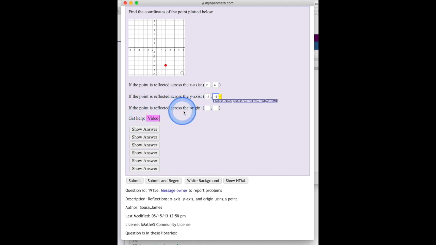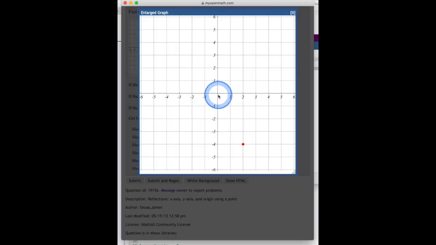If the point is reflected across the origin, this is where it could get a little tricky, because now you're going to just put a mirror here and reflect it across the origin. But I tell students, don't try to eyeball it. You know what? The reflection across the origin is actually two reflections. It's a reflection across the x and then the y. Or you could actually do a reflection across the y and then a reflection across the x. No matter what, you end up at the same place.